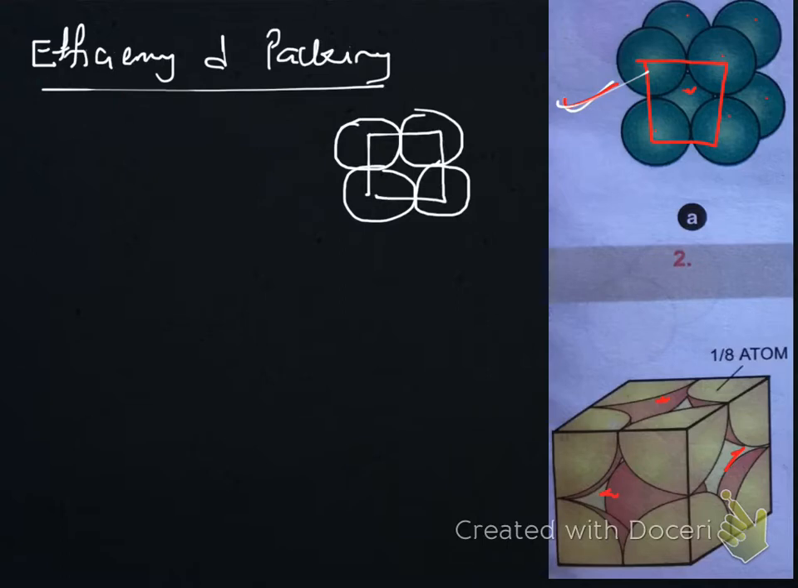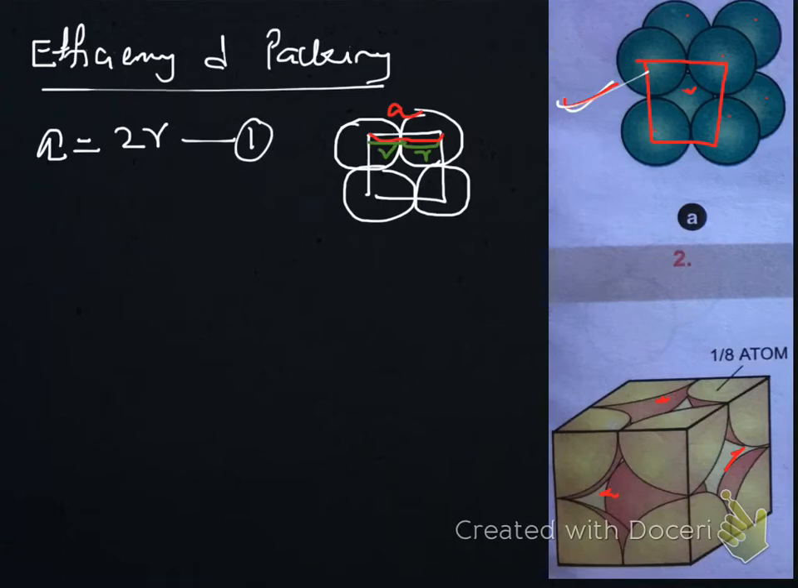Here this distance is called the edge length, and half of this distance, I mean this one, that is r. So from this figure you can see that this is one r and this is another r. r means radius of the sphere, a means edge length of the cube. So from the figure, a equal to 2r.